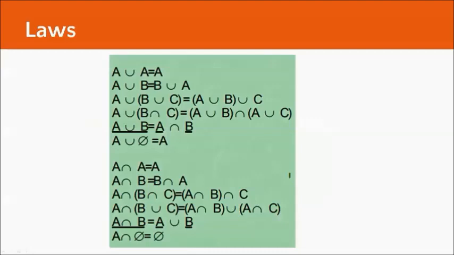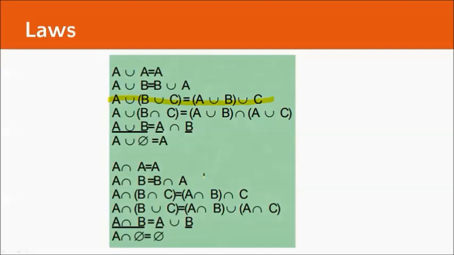So these are the laws. Don't forget about the laws. A union A is equal to A, and A union B is equal to B union A. So it is equal. A union B union C is also equal in either grouping. So don't forget about this. A union (B intersection C) equals (A union B) intersection (A union C). It's equal. The complement of A union B is equal to A complement intersection B complement. So it's all the same. A union empty set is equal to A. It's the same also. A intersection A is equal to A, and A intersection B is equal to B intersection A.